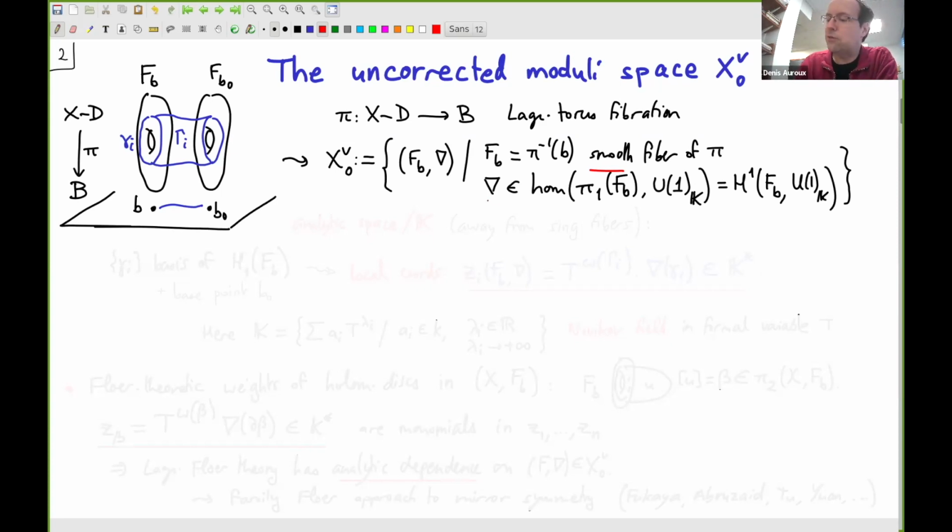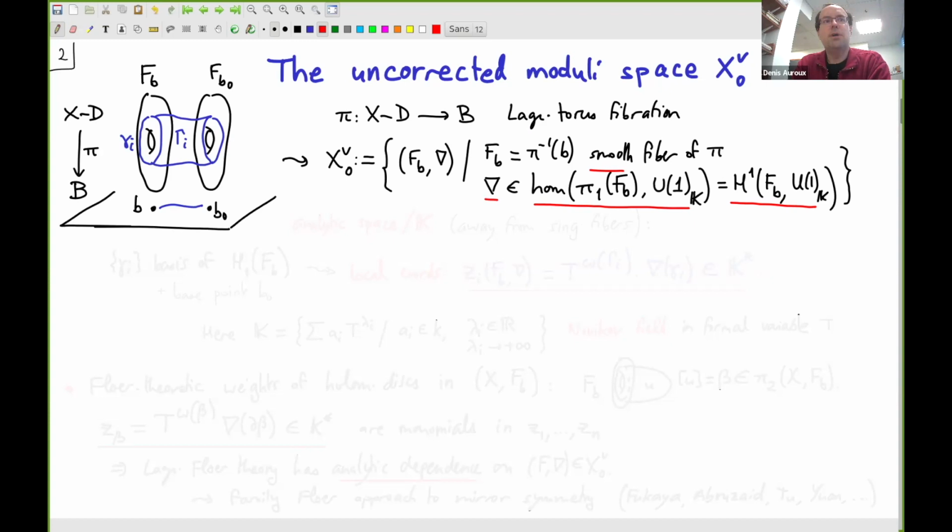And then together with, so my local system, I will think of as a homomorphism from the fundamental group of F_B to U1, the unitary group of rank 1, over my favorite field, which has some kind of norm. So this is also H^1, the first cohomology of the fibers with coefficients in U1. So it wouldn't be completely horrible to pretend that we can use complex numbers and then this will be usual U1.